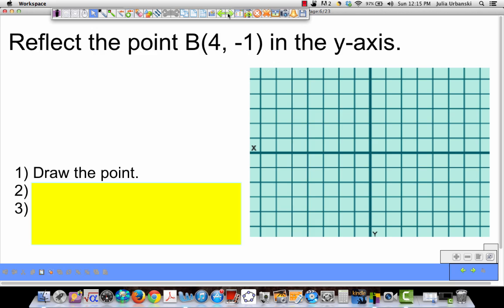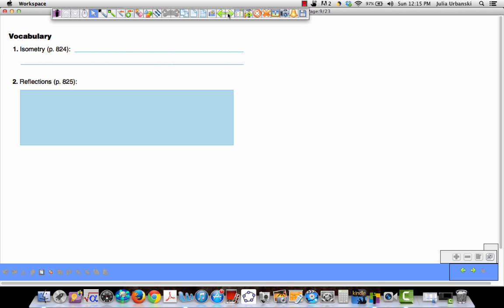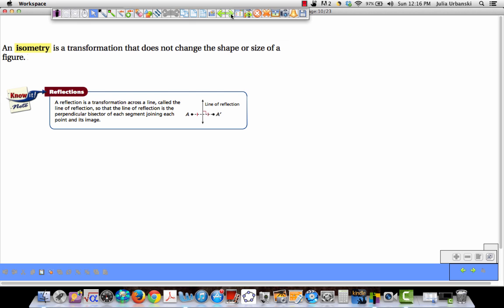So we're going to go through some practice boards tomorrow in class. Tonight, don't forget to fill in your keywords from page 824 for isometry, and fill in the shaded box word for word along with the drawings so you can get full points when you turn in your test booklets.